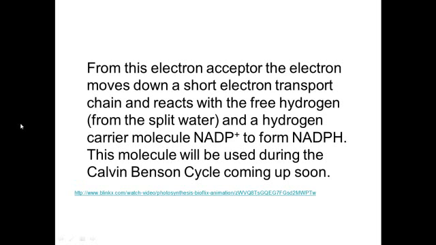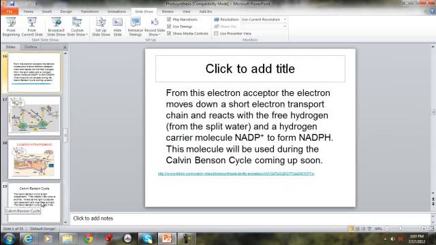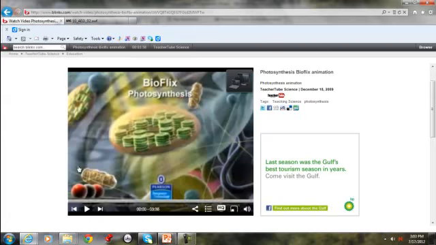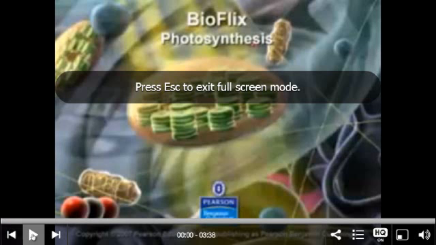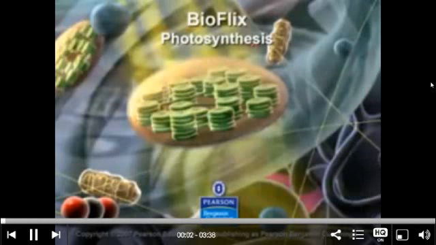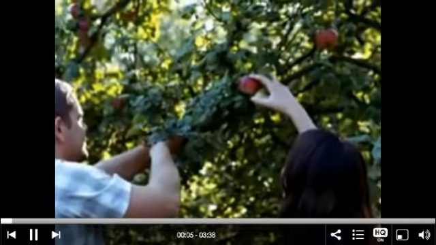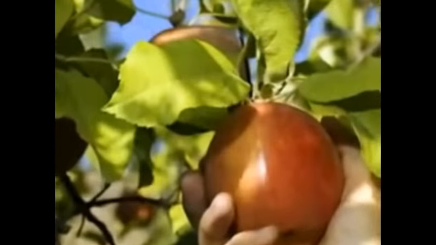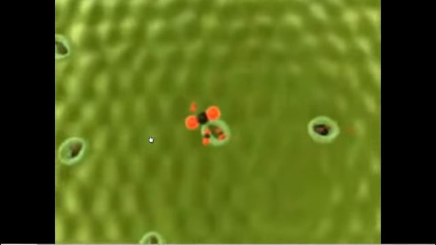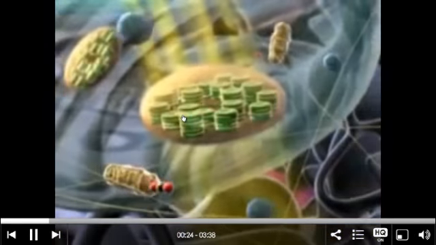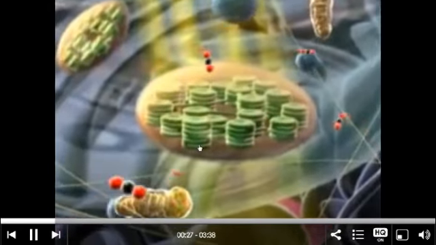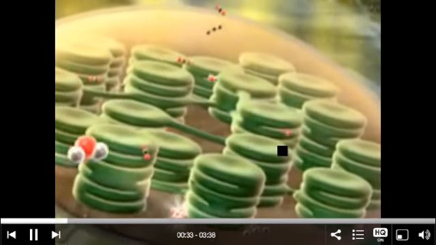Okay, we're going to watch a short little video right now, so pause it. Water floating in the air is going to come, and carbon dioxide comes in through the stomata and comes to the chloroplast. We're going to watch the reactions occur inside here.